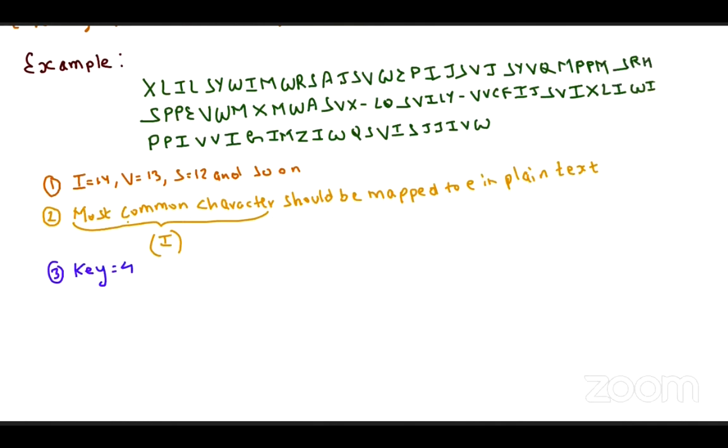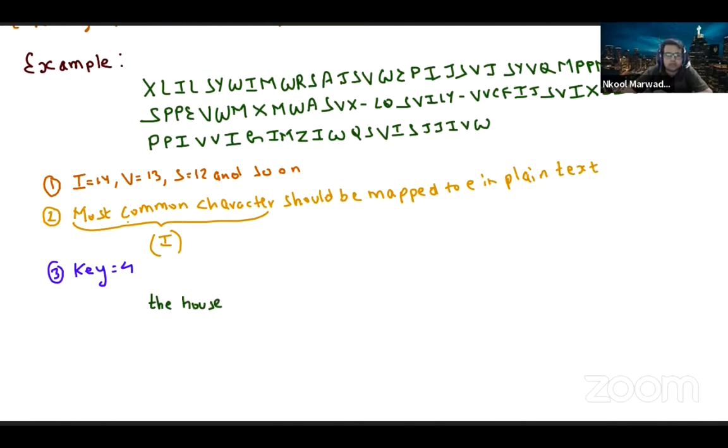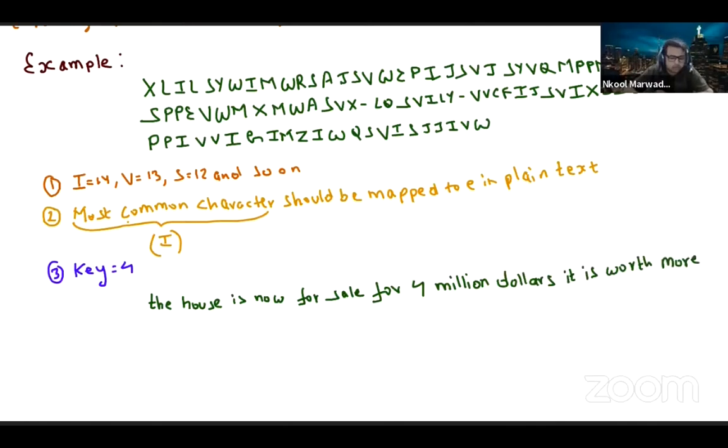Now with this key as 4, and with the observation that I can be mapped to E, I will be able to recognize a pattern, using which I can say that this can be something like this: The house is now for sale. The house is now for sale for $4 million. We will get back to how we got it. It is worth more. Hurry before the seller receives more offers.